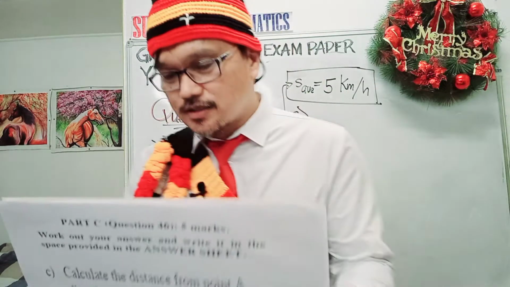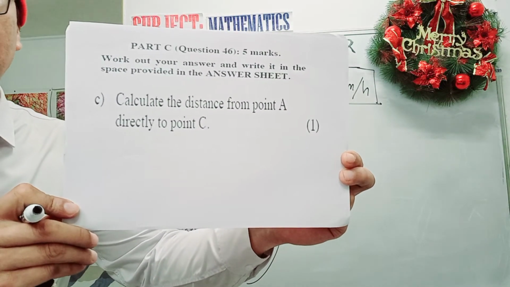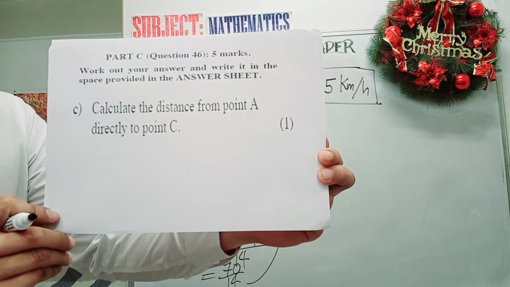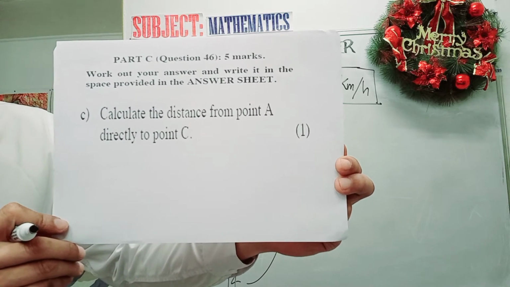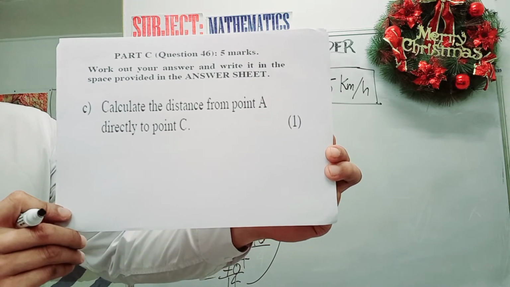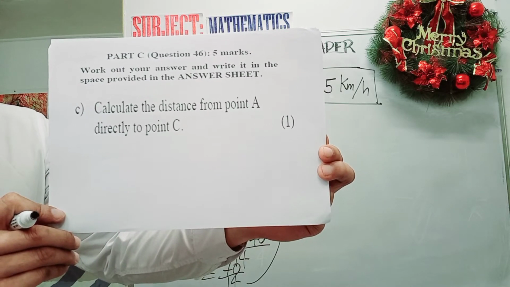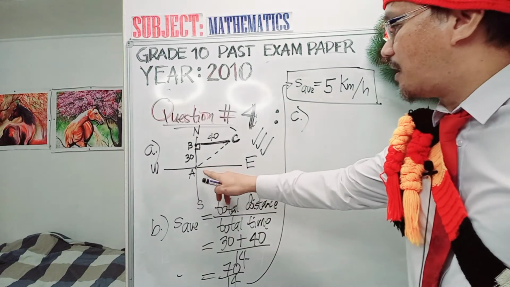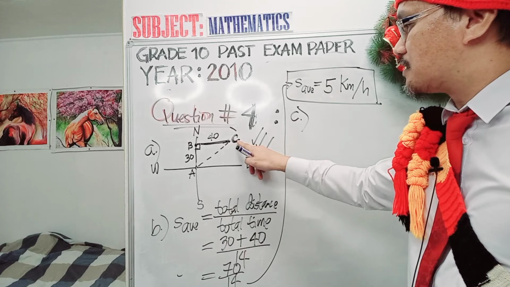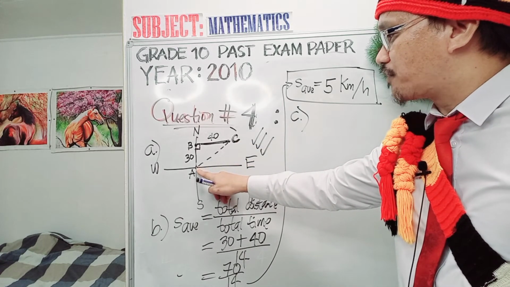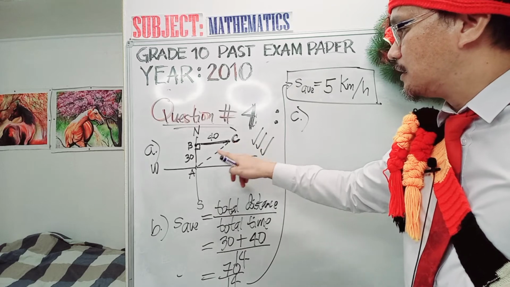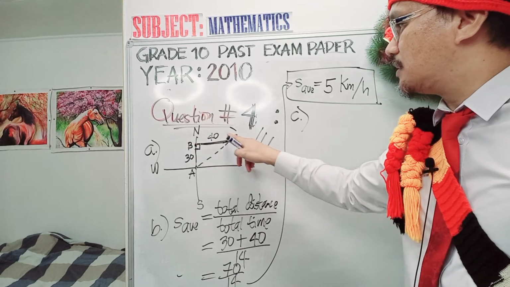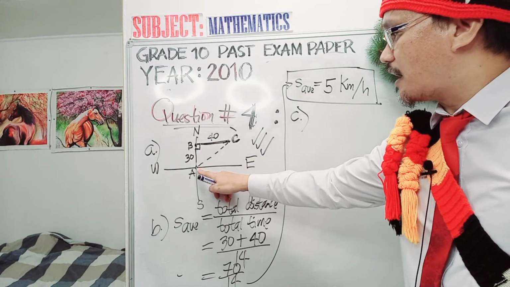Calculate the distance. This is for letter C. Calculate the distance from point A directly to point C. Okay? From point A directly to point C. So if you look at the diagram, this is point A to point C. You are asked to calculate the distance from point A to point C. The side from A to B is 30. The side from B to C is 40. And you are asked to find A to C.